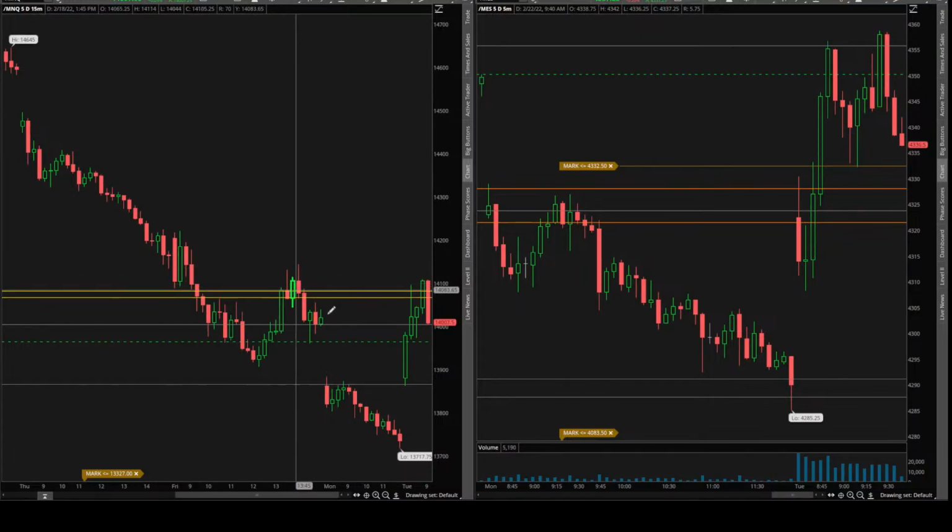So NASDAQ is coming down to that critical area. We haven't broken 35 yet. I'm going to watch 30. That'll be where I take it off. It might be a little bit sooner. Actually, it might be at 35 here.